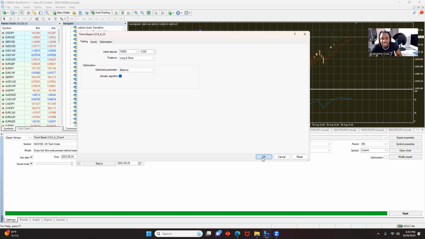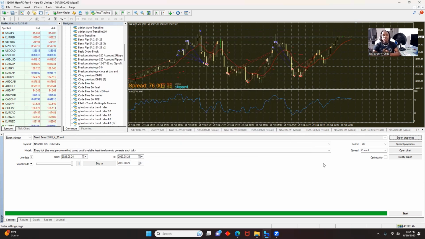Okay, guys, as you've seen, this is Trend Beast 2.0, and don't be surprised if you see many people flipping accounts with this bot, as I've already flipped accounts with this EA. All right, guys, so that's how this EA works.